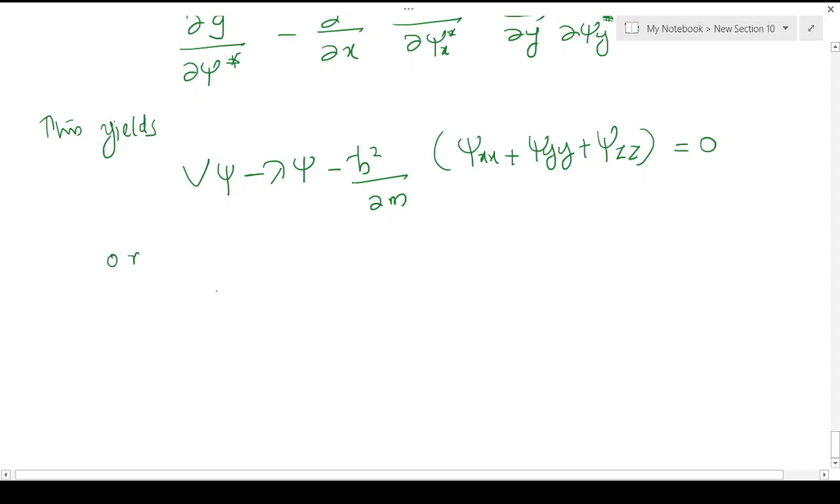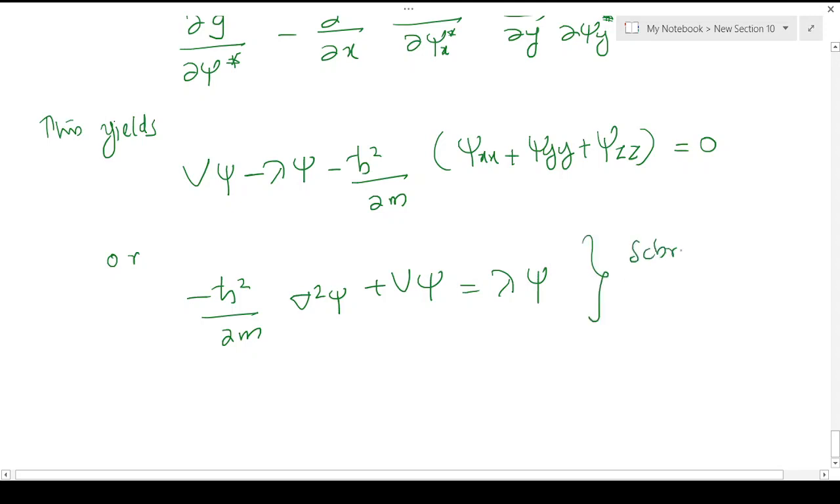Or rather I can also represent this as minus h cross square by 2m del square psi. So psi xx means it is actually second order derivative, right? So it is minus h cross square by 2m del square psi plus v psi is equal to lambda psi. Okay, so this is actually what? It is a Schrodinger equation. Okay, so it is a Schrodinger equation with a constraint.